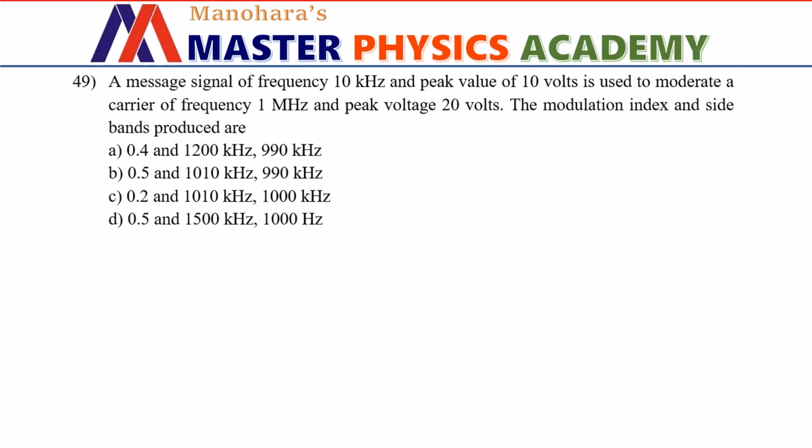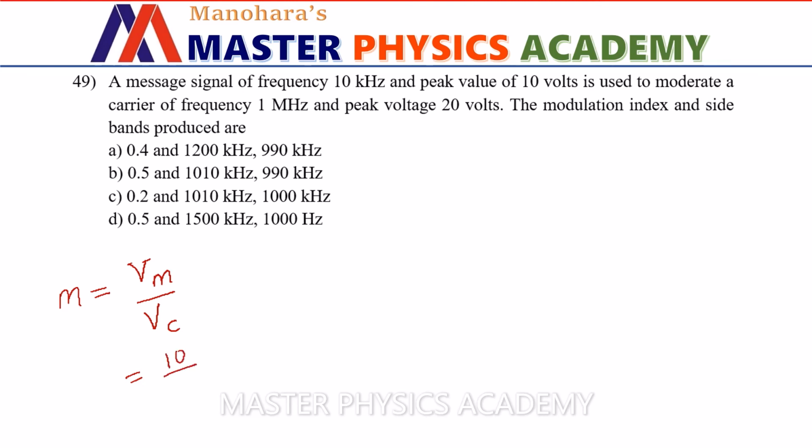A message signal of frequency 10 kHz and peak value of 10 volts is used to modulate a carrier of frequency 1 MHz and peak voltage 20 volts. The modulation index and side bands produced are asked. The modulation index is defined by the voltage of message signal divided by the voltage of carrier signal. Voltage of message signal is given as 10 volts. Voltage of carrier signal is given as 20 volts. Solving this, we get the modulation index as 0.5.